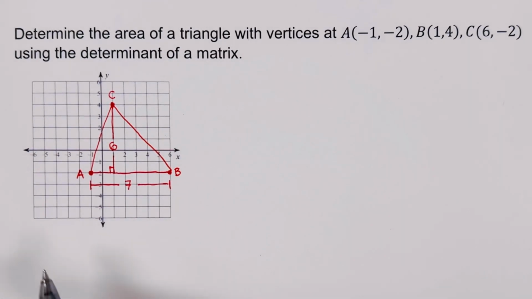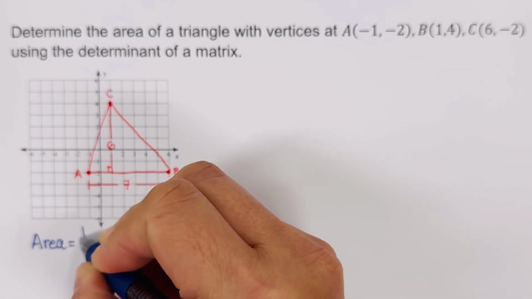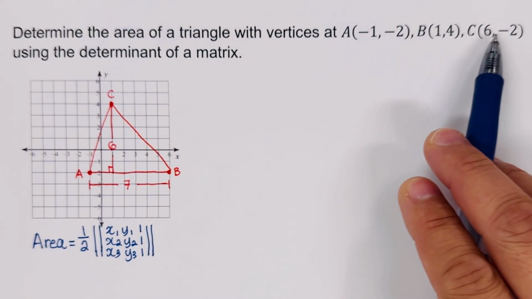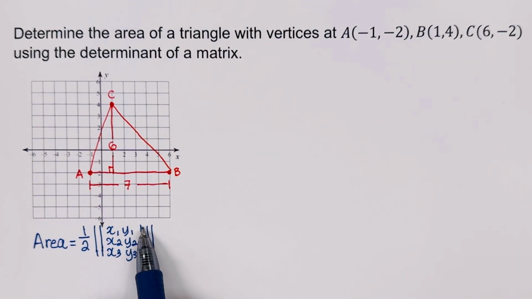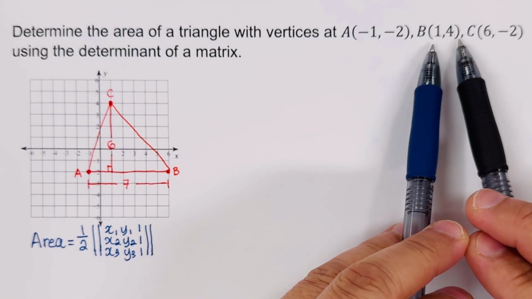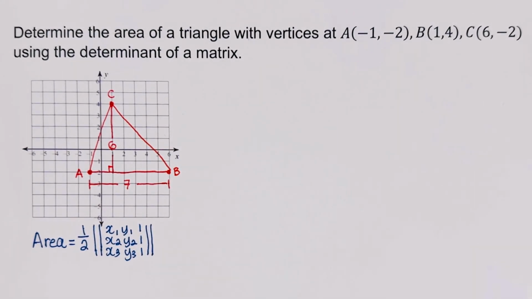I'm going to write the formula down here. This formula tells us that the area of a triangle using the determinant is equal to 1/2 of the absolute value of the determinant of the matrix, and the elements of the matrix are coming from the vertices of the triangle, and the third column will all be 1. So this will be our x1, y1, x2, y2, x3, y3. I'm going to plug in these values into this equation up here.